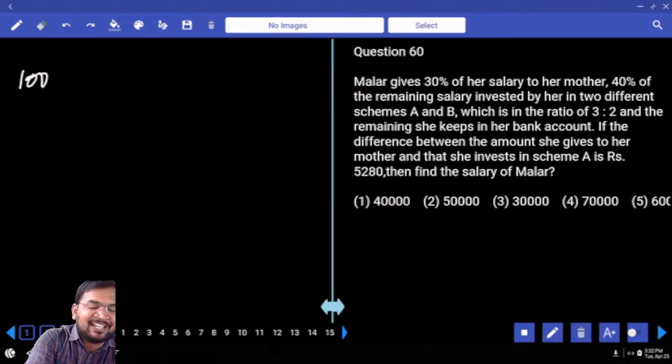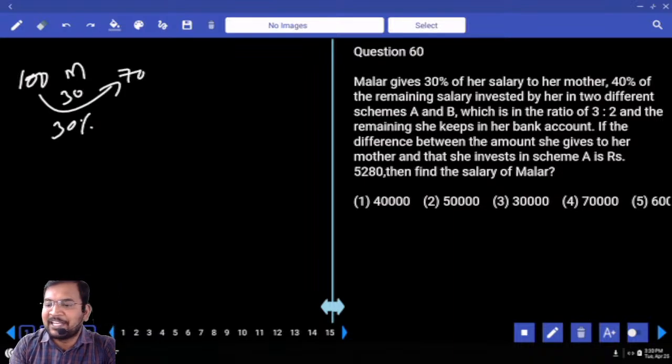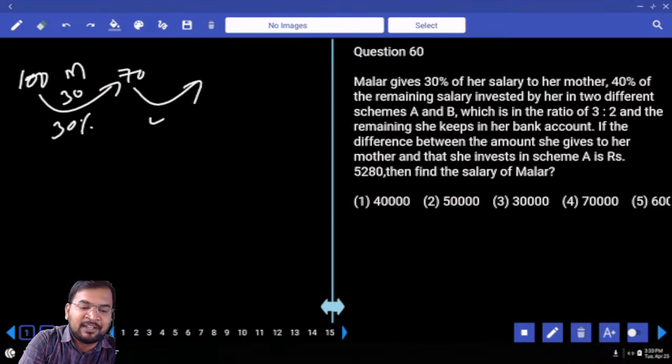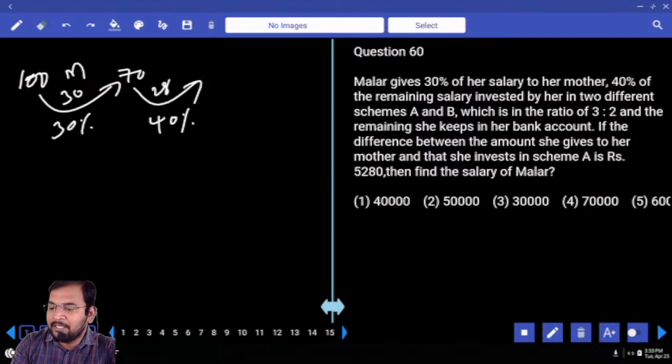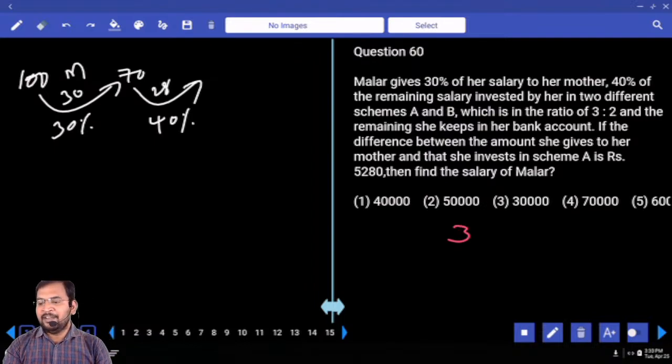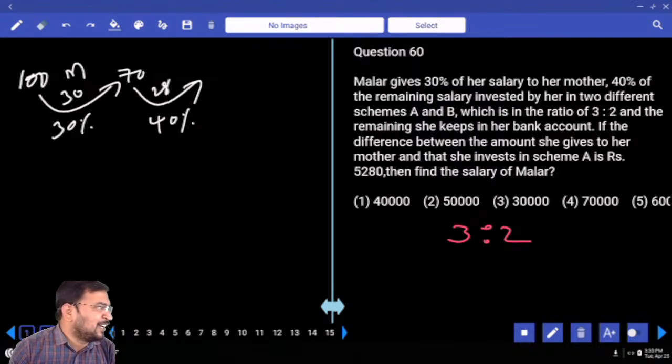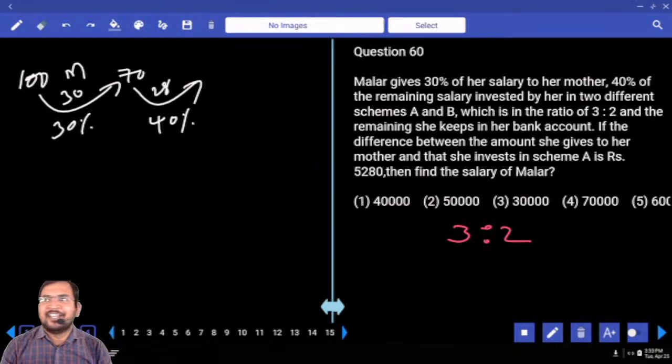30% is given to the mother. 30% of 100 is 30, not 70. Mother's money is 30. The remaining money is 70, and 40% of it is 28. That 28 she invests in the schemes, and the remaining she keeps in the account.